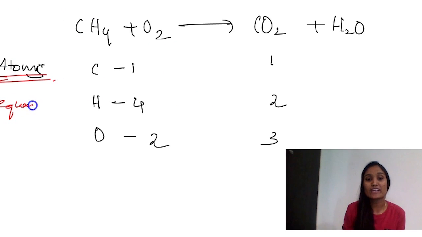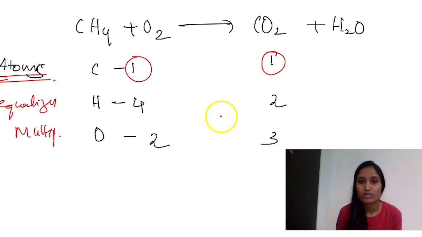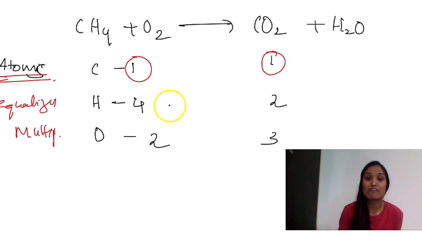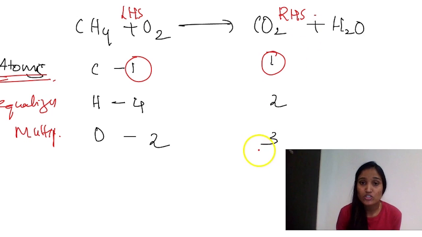Step 2 is equalizing the number of atoms using multiplication. Okay, so carbons are already equal, so forget about carbons, it's relaxed. Now, next one is hydrogen. So now you have 4 hydrogens on the left hand side and you have 2 hydrogens on the right hand side. And as a result of this, the equation is not balanced, it is skeletal. Now, in order to balance it using multiplication, you should multiply the right hand side hydrogens with some number so that it becomes equal to 4.